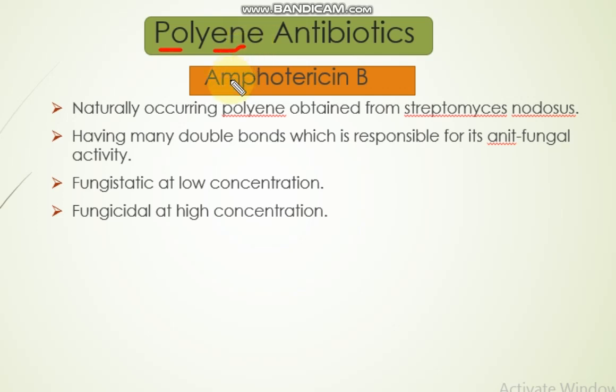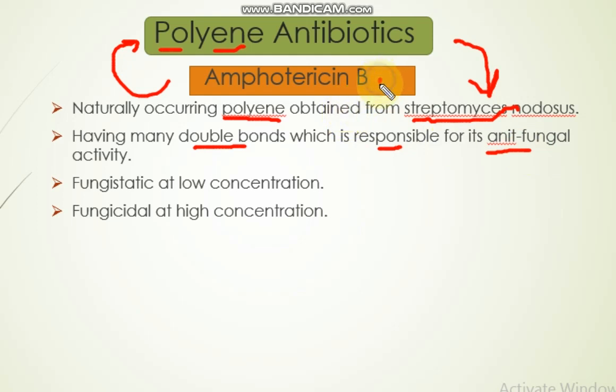So what is amphotericin B? Amphotericin B is a naturally occurring polyene antibiotic which is obtained from Streptomyces nodosus, and it has many double bonds which are responsible for its antifungal activity. Due to these many double bonds, it has antifungal activity.